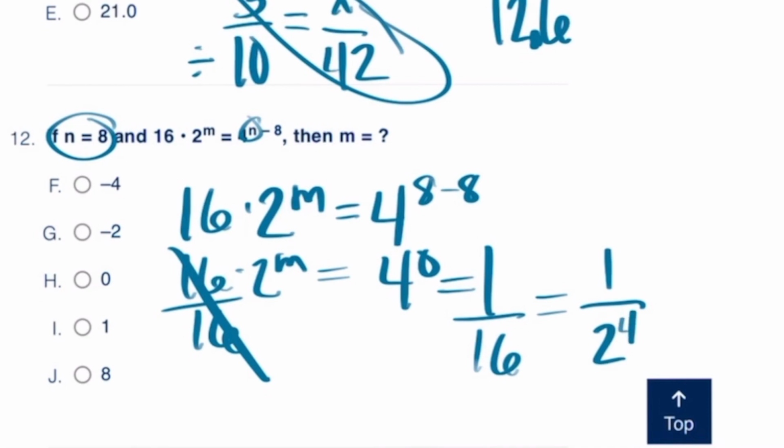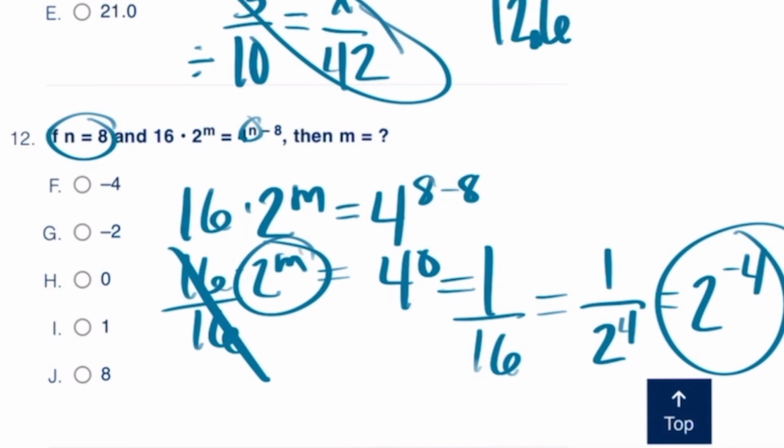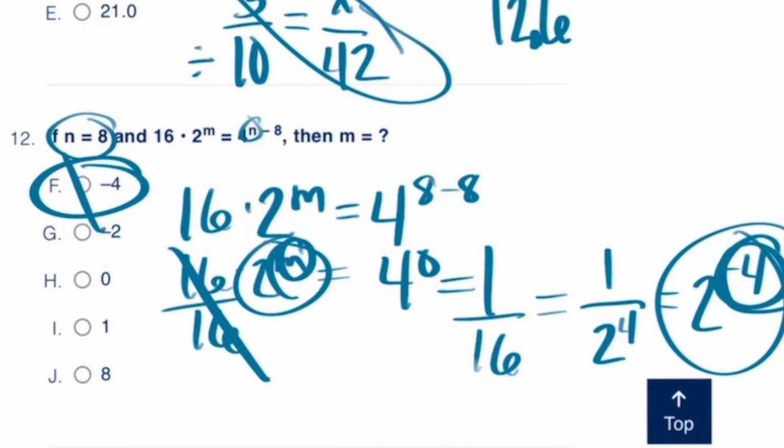2 to the 4th is 16. So if I wanted to bring that to the top, we would make our exponent negative, meaning that m, our exponent, is -4, option F.